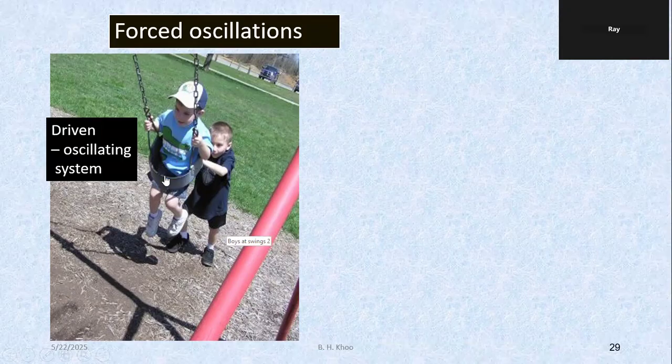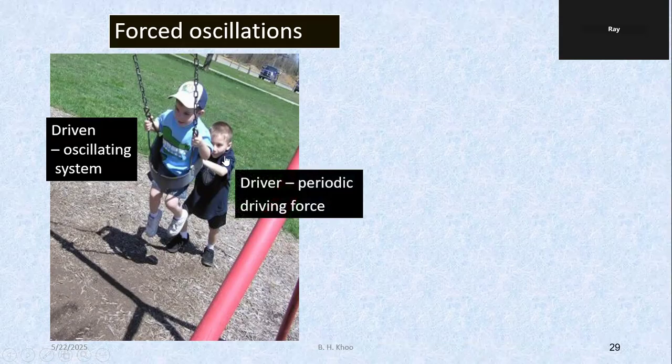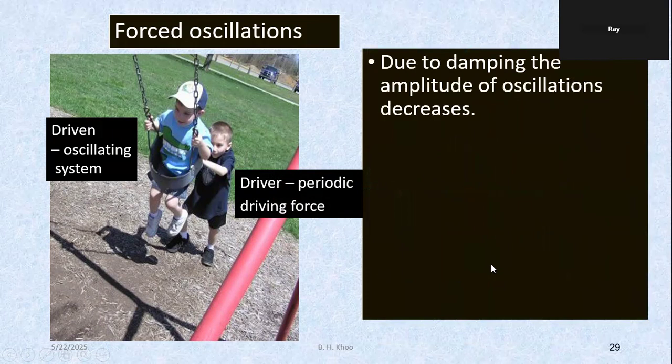While the child sitting on the swing is a driven oscillating system, the one on the ground is the driver, the periodic driving force. Due to damping, the amplitude of oscillation decreases. You push it, and you find that slowly the amplitude decreases because of air resistance.